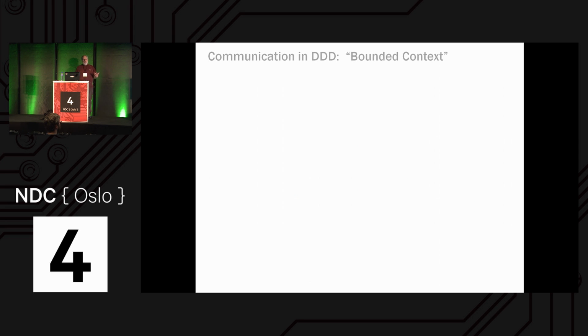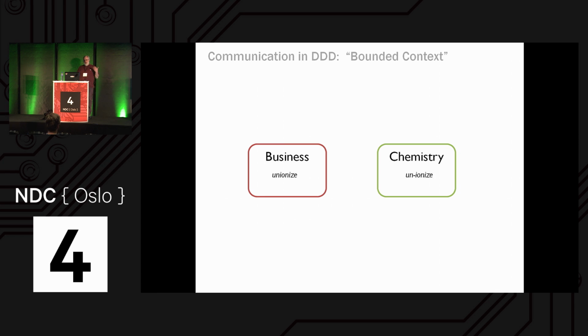So this is the first point about domain-driven design: there's a context for everything. In business, unionize means one thing, and in the chemistry context, it means something else. So we have to be very careful about thinking that the other person understands what we're saying, because there might be different meanings. Here's another one, spam. In a supermarket, spam means canned meat. In an email system, spam means junk mail. Right? So in different contexts, the same word means something different. But okay, that's really obvious.